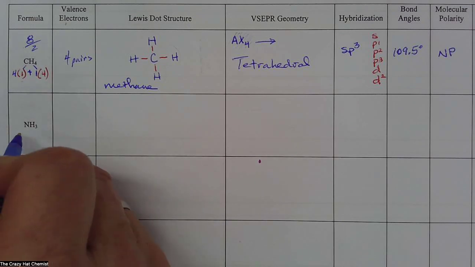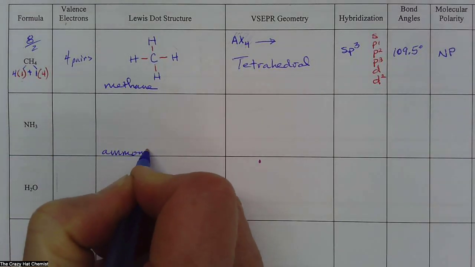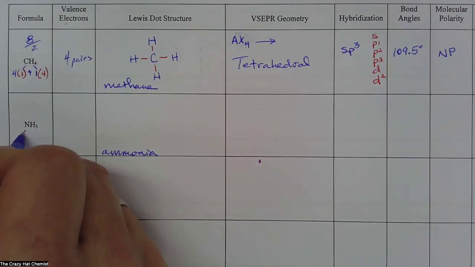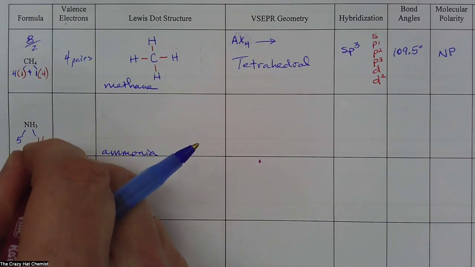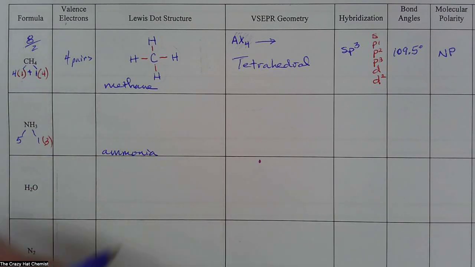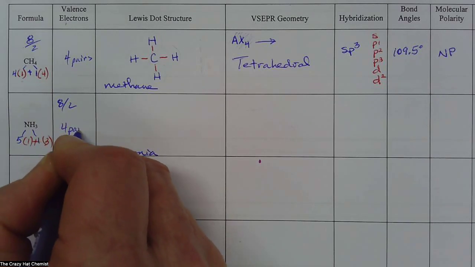So our next one here is ammonia. And ammonia is NH3. Nitrogen has 5 valence electrons, and hydrogen has 1 valence electron. There are three hydrogens, and there's one nitrogen. That's a total of 8 electrons. I'm going to divide by 2. I'm going to get 4 pairs.